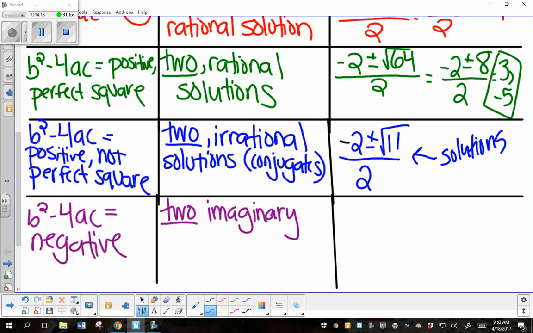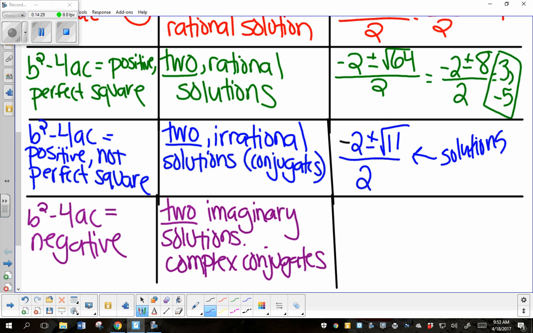2 imaginary solutions. And they're going to be complex conjugates. It's vocab from our last chapter. Complex conjugates. So it might be like 2 plus 3i and 2 minus 3i. So, for an example, say we had in our square root a negative 2. So we have negative 2 plus or minus the square root of negative 2 all over 2.